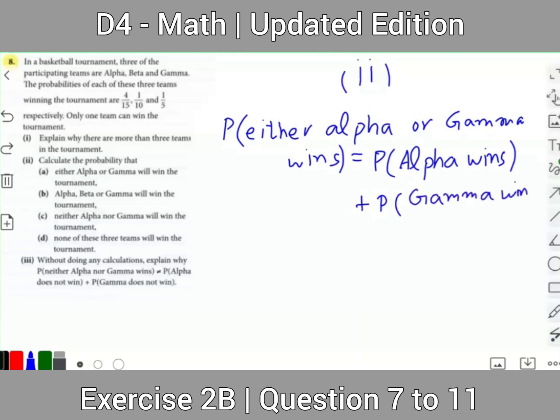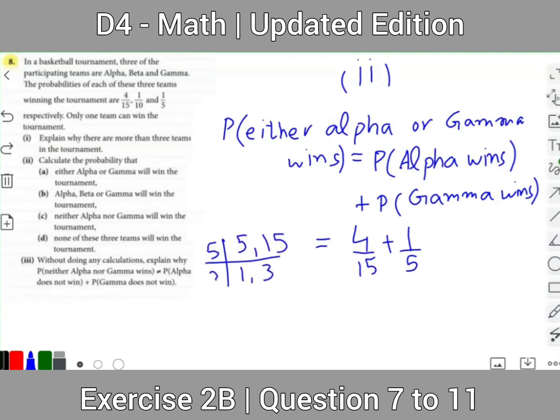Since the probabilities of alpha and gamma are given in the question, and those are 4 over 15, add 1 over 5. Now we will take the LCM of 5 and 15. So here we have 5 ones are 5, and 5 threes are 15, and here we have 3. So 3 ones are 3. And 5 multiplied by 3 gives us 15. So the LCM is 15.